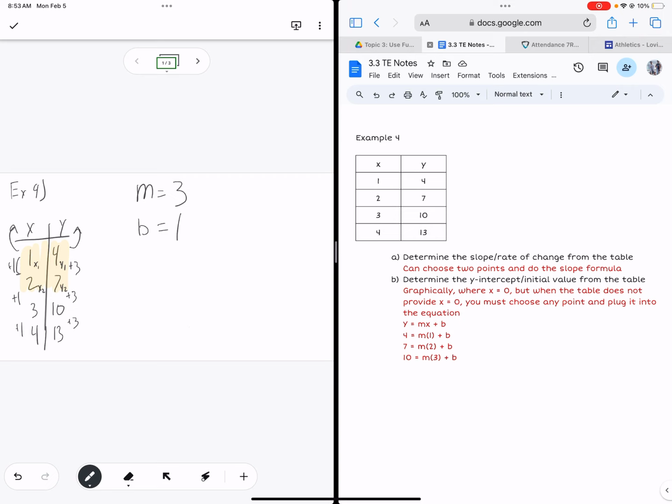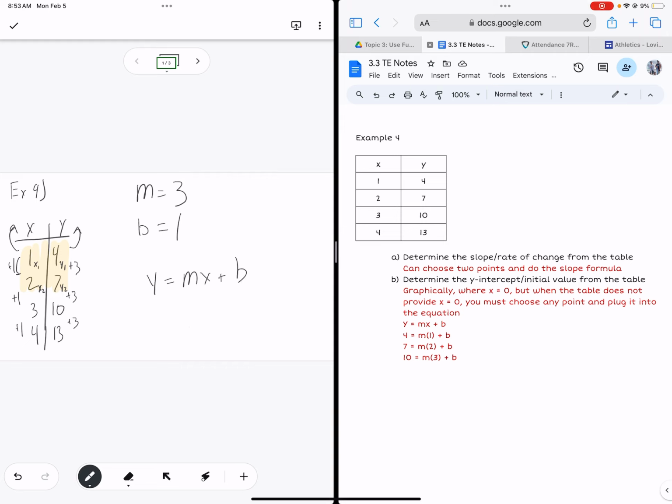Now, there is another more efficient way of doing this that you're going to have to learn, because it's not going to be as easy as that, especially on your test. So here's how you do it. What is the equation of a line? What's that formula? It's y equals mx plus b.